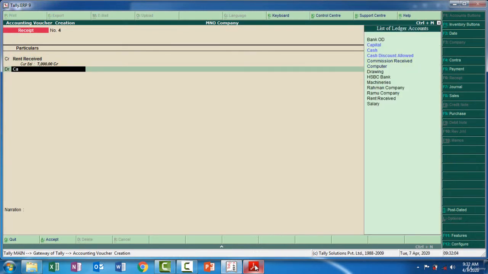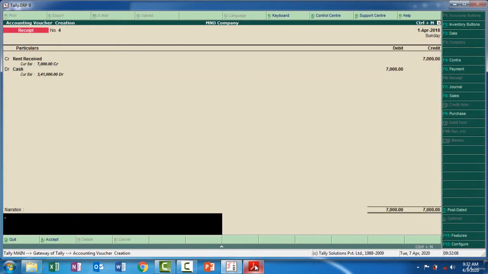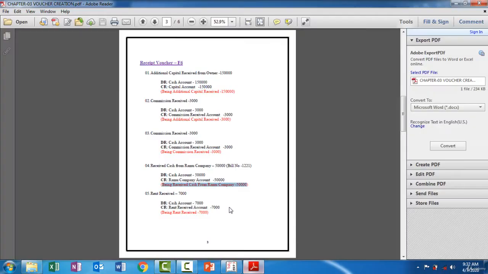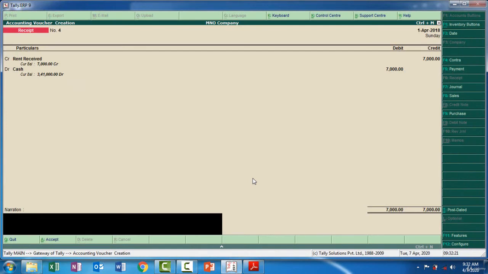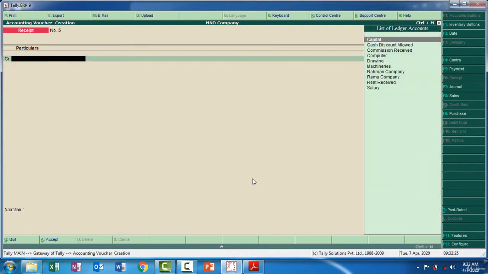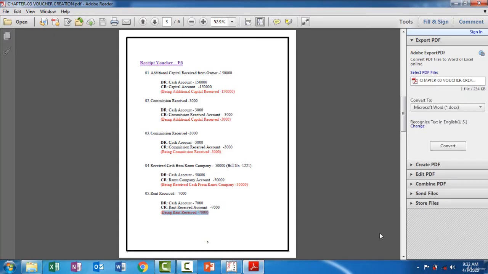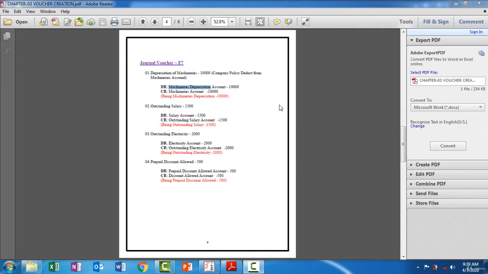Then cash account debit 7,000. So the narration is being rent received 7,000. So I'm going to type here being rent received 7,000, then accept. So receipt voucher finished. Now we are going to look at the journal voucher.